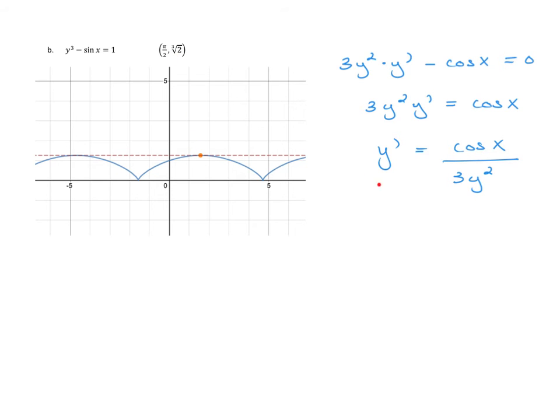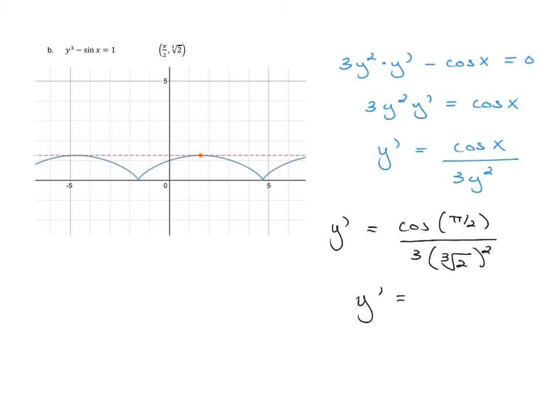In place of y, I'm going to put the cube root of 2. In place of x, I'm going to put pi over 2. So y prime at that point is cosine of pi over 2 divided by 3 times the cube root of 2, squared.